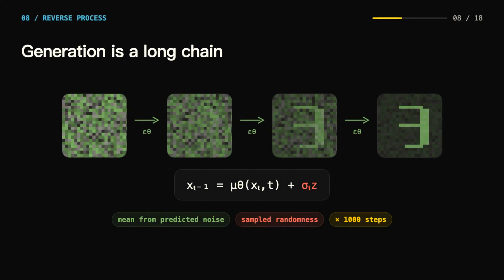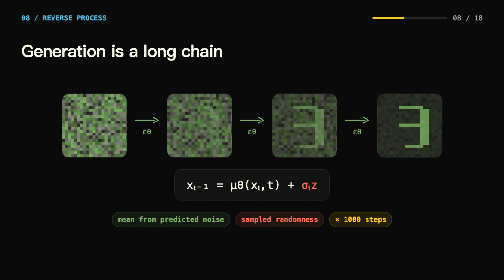After training, generation starts from standard Gaussian noise xt. At every step, the network predicts the noise in the current image. The sampler uses that prediction to calculate the mean of a reverse Gaussian and then injects randomness according to sigma t. The random term is not decoration. It makes each step a sample from the model distribution instead of always choosing only the mean.